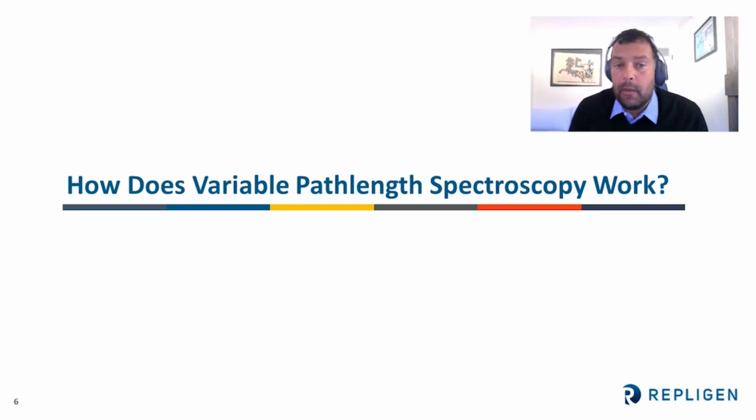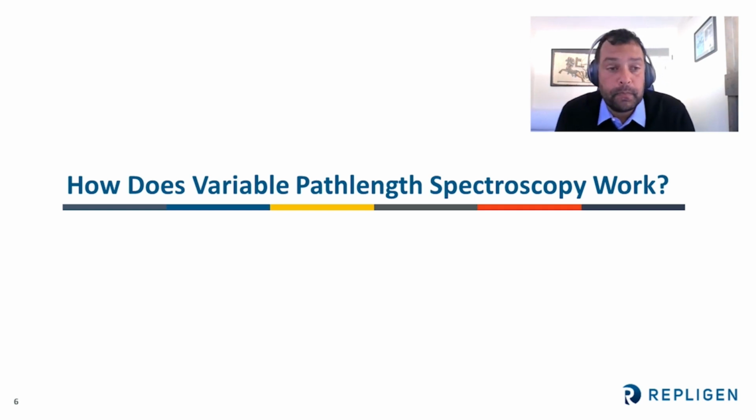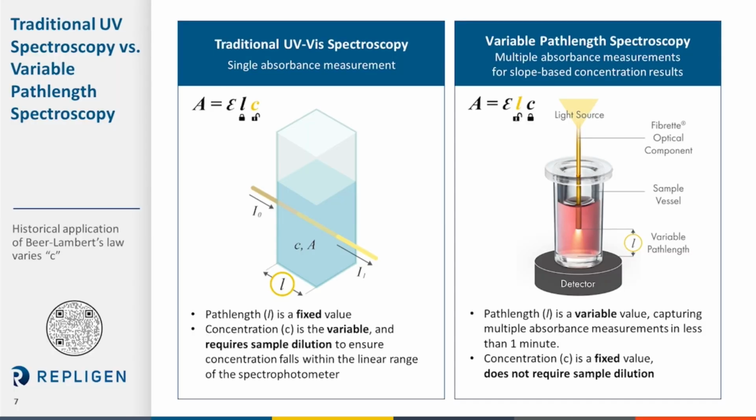So how does variable path-length spectroscopy work? We'll go into some detail on the scientific method. Here you can see an image of two different types of absorbance spectroscopy. On the left-hand side, we have the typical UV-Vis spectroscopy where the light is shined through a cuvette and it's collected on the other side in a detector. There, the path length is fixed.